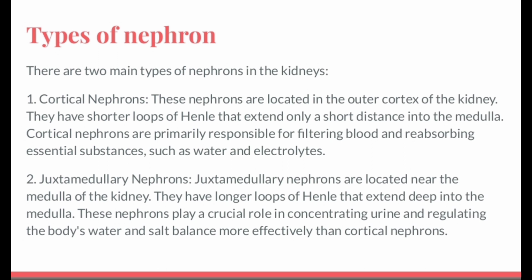Juxtamedullary nephrons. Juxtamedullary nephrons are located near the medulla of the kidney. They have longer loops of Henle that extend deep into the medulla. These nephrons play a crucial role in concentrating urine and regulating the body's water and salt balance more efficiently than cortical nephrons.